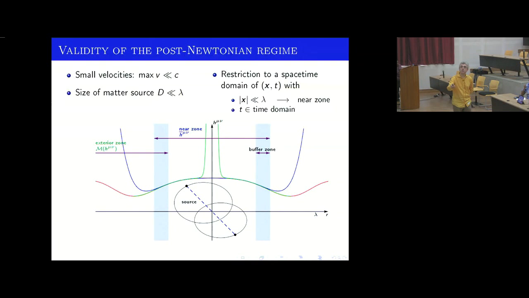We can replace the field h mu nu by h bar mu nu, which is the post-Newtonian version of it. In the exterior zone, outside the system, you can actually use the multipole expansion together with the post-Minkowskian approximation. So in that case, the post-Minkowskian solution will diverge inside the system, whereas the post-Newtonian expansion is perfectly well-defined inside the system, but diverges in the exterior zone.